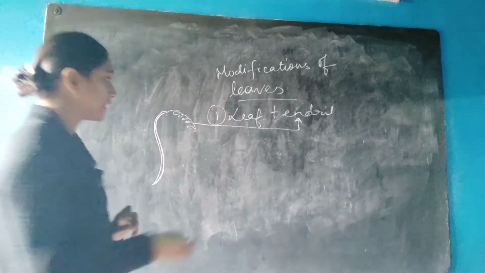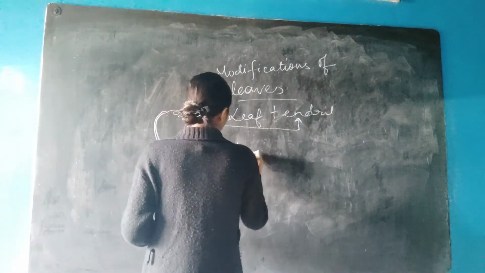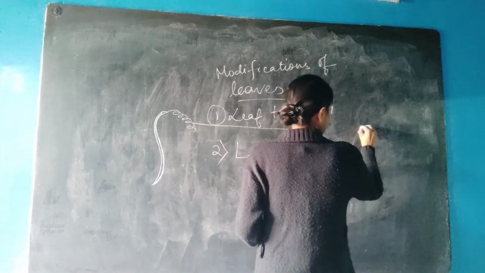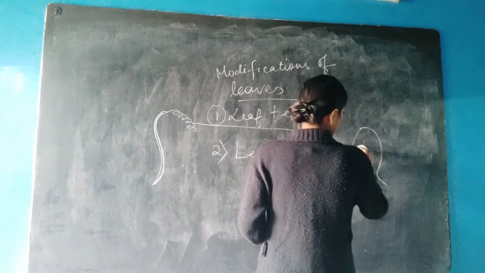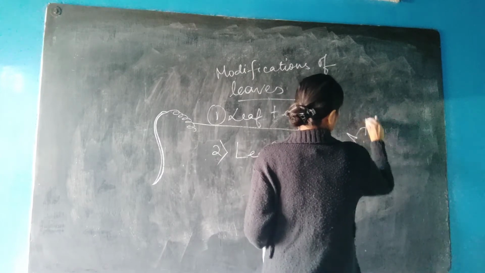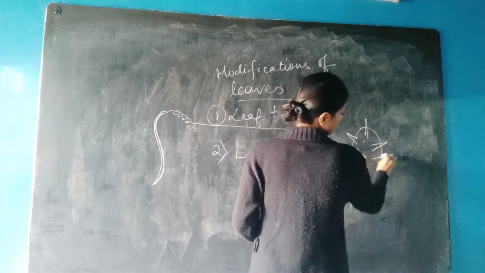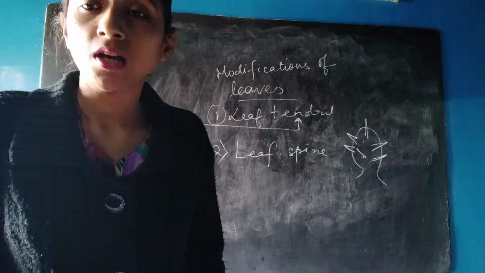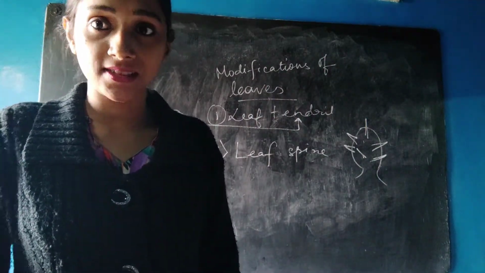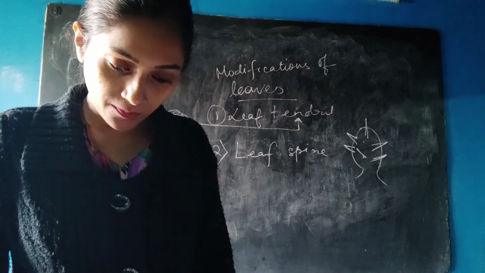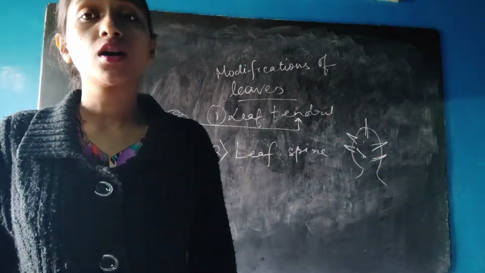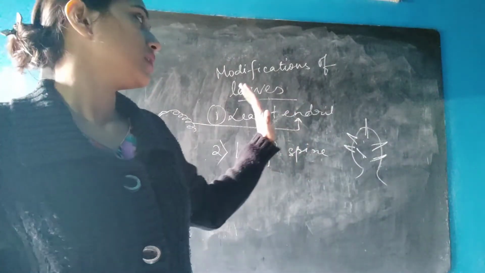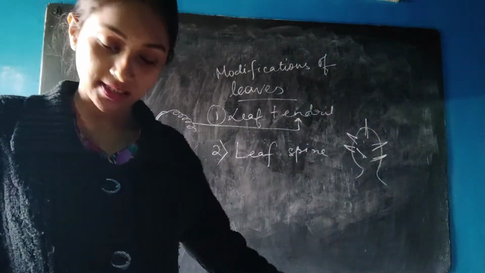Next is the leaf spine in cactus. We know, right? In cactus, these are the leaves being modified to spines. Why? Because they give protection against grazing animals. Apart from this, they reduce the loss of water. So these are the purposes of this modification.